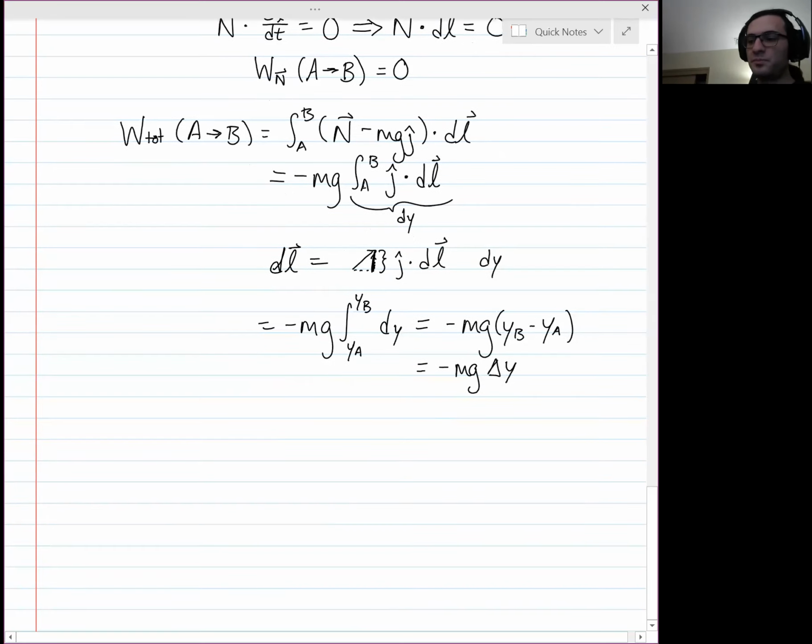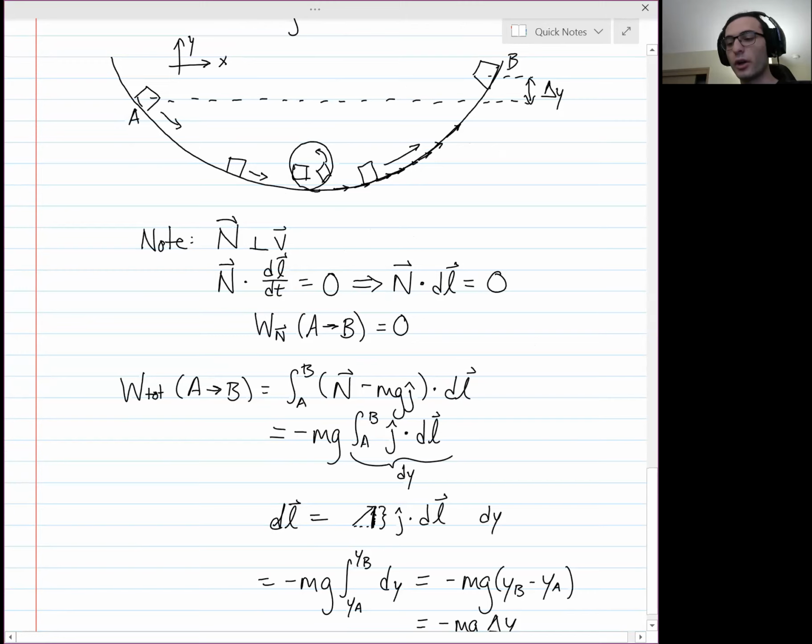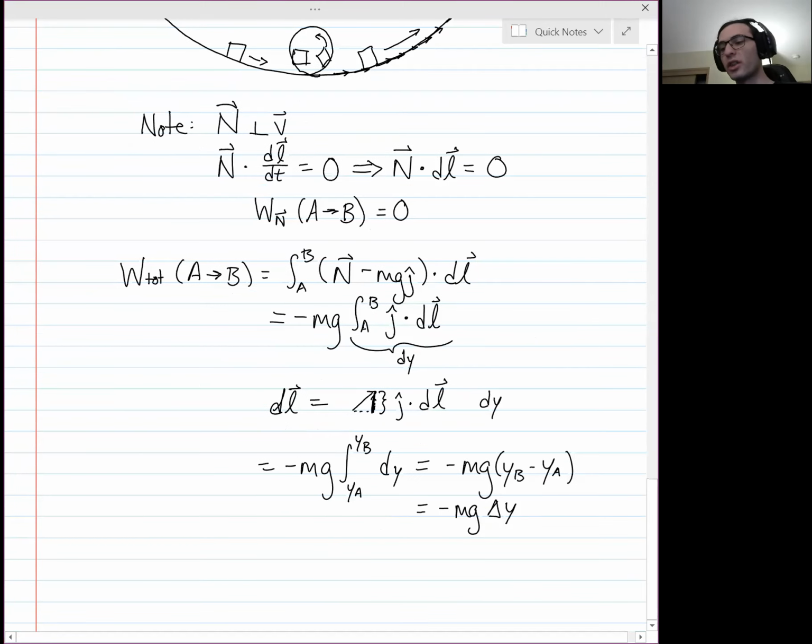So the takeaway here is that we can figure out how much work is done, even if we don't know what all of the forces are, because some of the forces might not contribute to the work. And so if we can learn things about the work, then we can learn things about the change in speed.